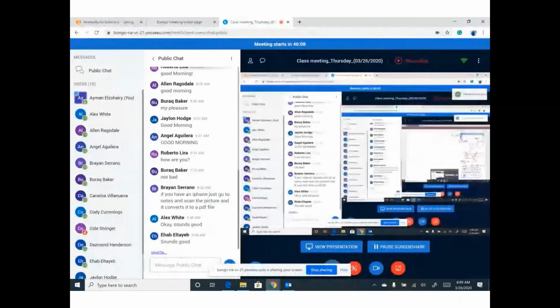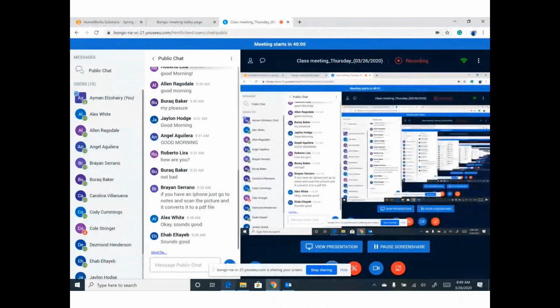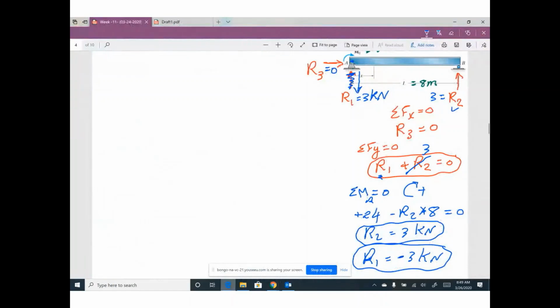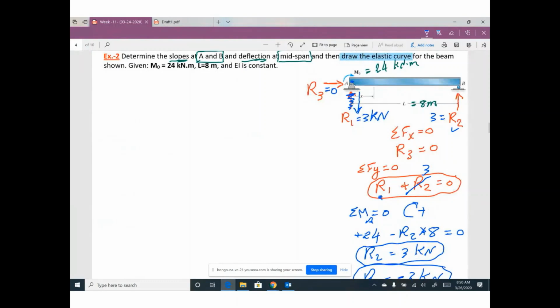Any questions so far? I believe this step, I don't need to cover it in these details, but it's my sadness to see some students until this moment cannot solve for reaction, unfortunately.